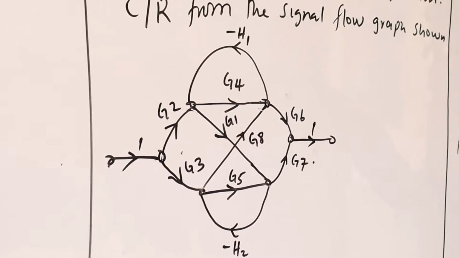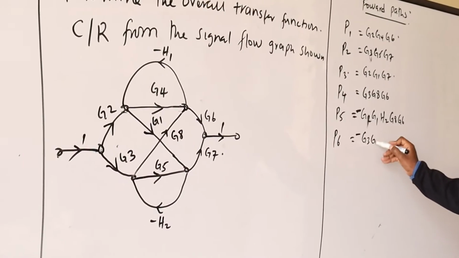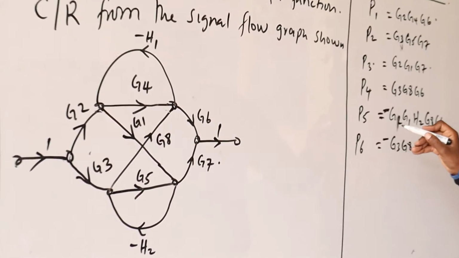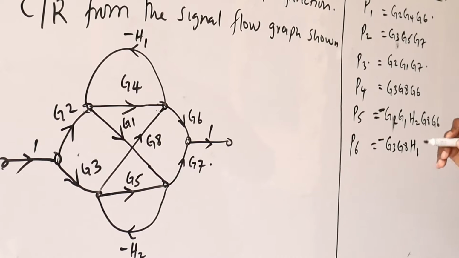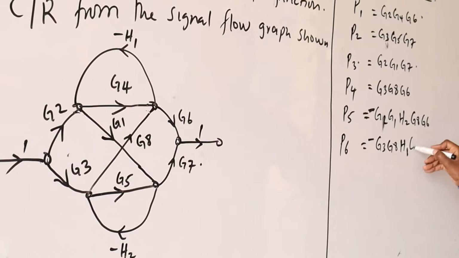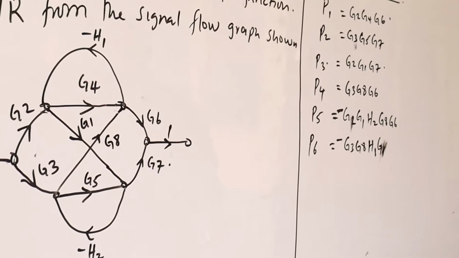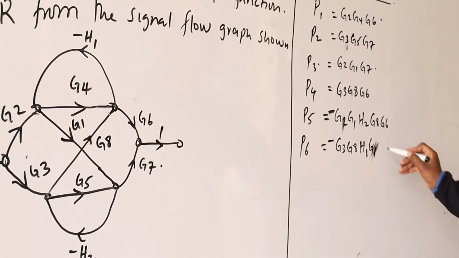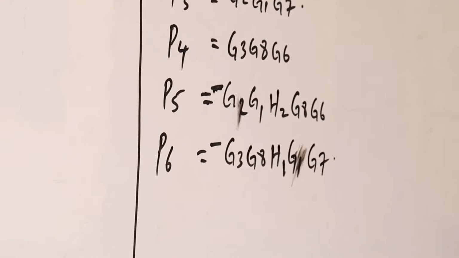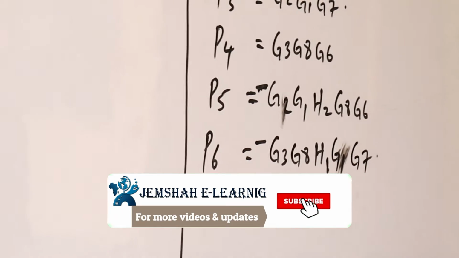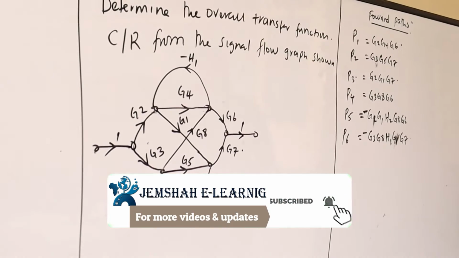So it is minus G3, G8, H1, with the minus from the feedback giving us minus H1, then G1, and from there G7. Those are the paths. Maybe you can look at it further and check if there is another path, but so far so good. These are the paths that we can identify.